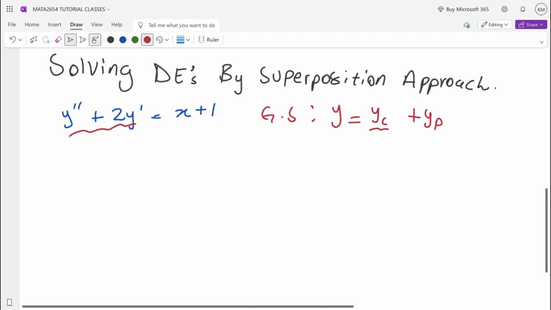So basically we'll get it from this side, where we'll form an auxiliary equation. From this we'll get m^2 + 2m = 0. So from this we can simply find our y_c.